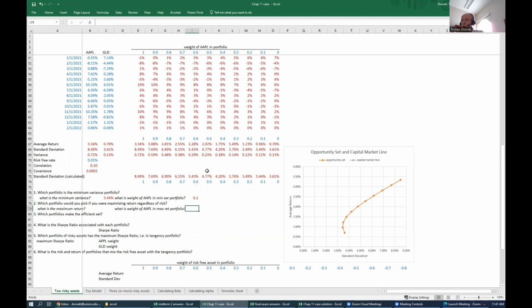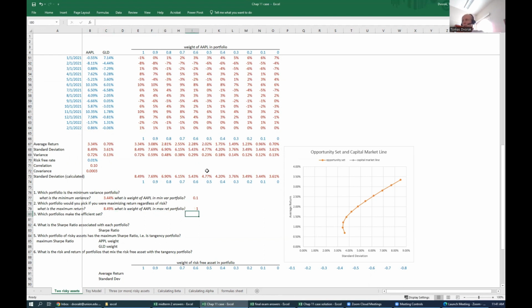Which portfolio would you pick if you were maximizing return regardless of risk? So what is the maximum return? So sure, let's do this, and we can of course do it by hand, but we can also help ourselves with the max function. Well, that's 8.49. That's when we're 100% apple. That's the maximum return. What is the weight of apple? 1.